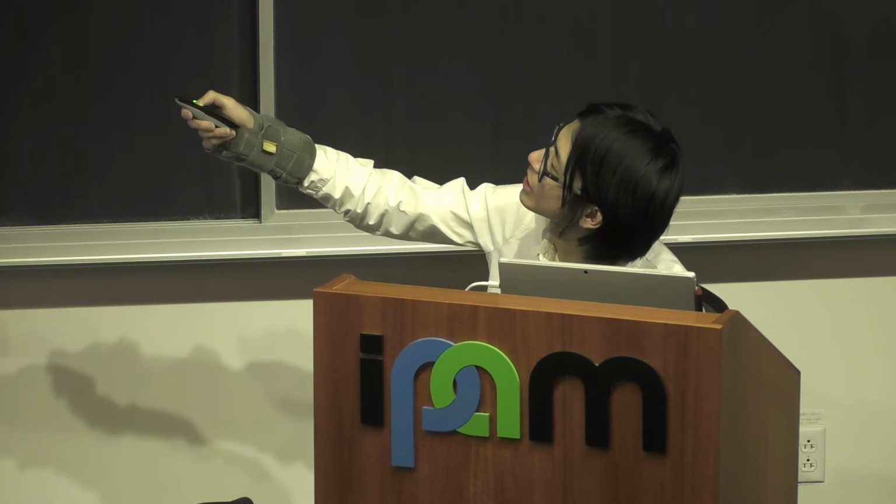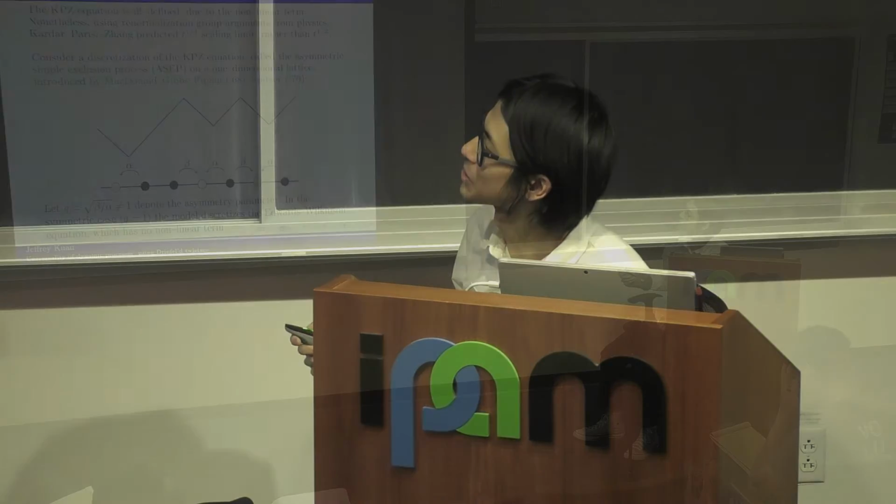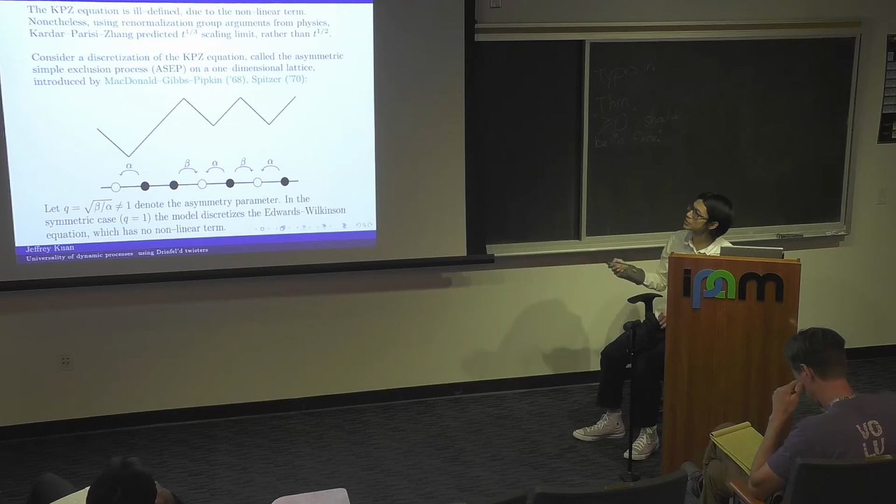Anyway, even though it's non-rigorous, Kardar, Parisi, and Zhang used renormalization group arguments, and they predicted a 1/3 scaling limit. So one thing I'm going to consider is a discretization of the KPZ equation.